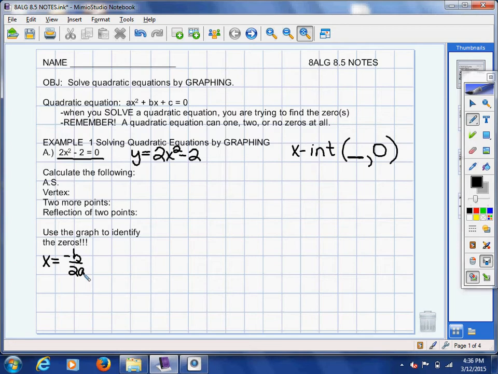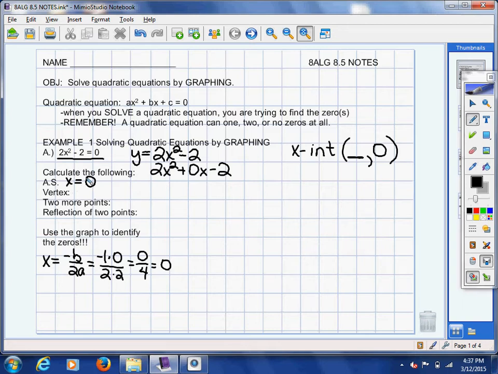So negative b, well, I don't have a b. Remember, in this particular equation, I've got the 2x squared. I do not have a middle term, but I do have a constant number. So what I have here is negative 1 times 0, which of course is 0, and 2a would be 2 times 2, which is 4. And 0 divided by 4 is still 0. So this is actually going to run right through the center 0. Okay? It's a vertical line through 0, which is basically the y-axis.